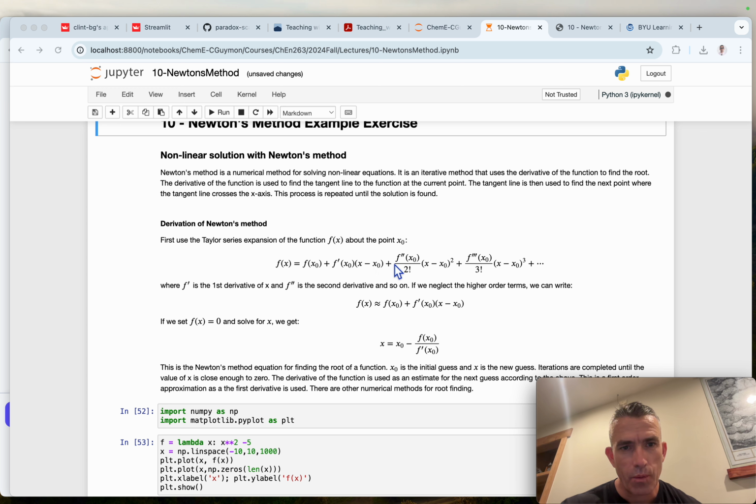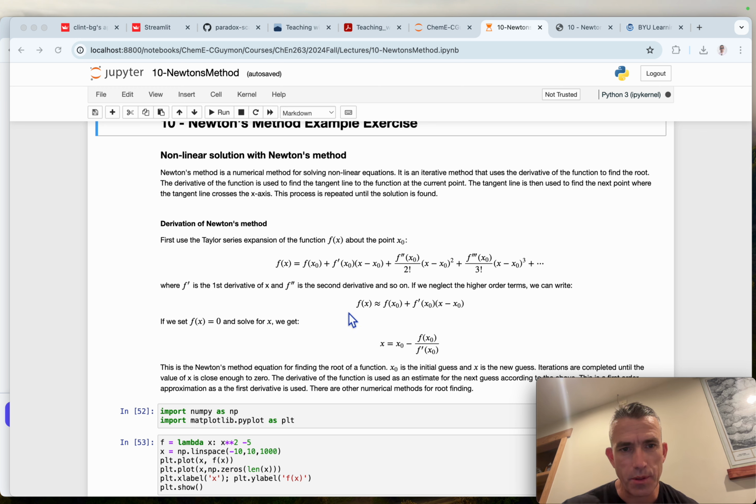And with Newton's method, we just get rid of the second derivative and third derivatives and so on, and we just focus on this first derivative to give an approximation of, given an x value or a starting value, what the next value of x will be. And we want the new x value to be 0.